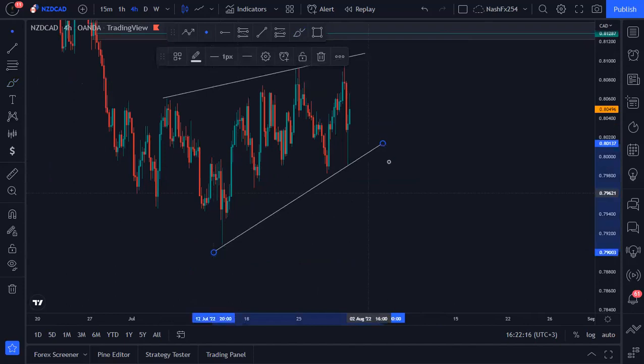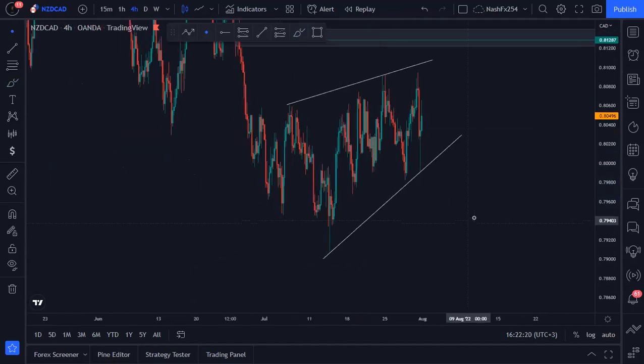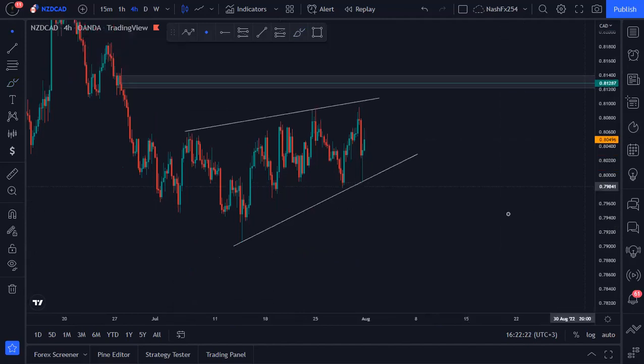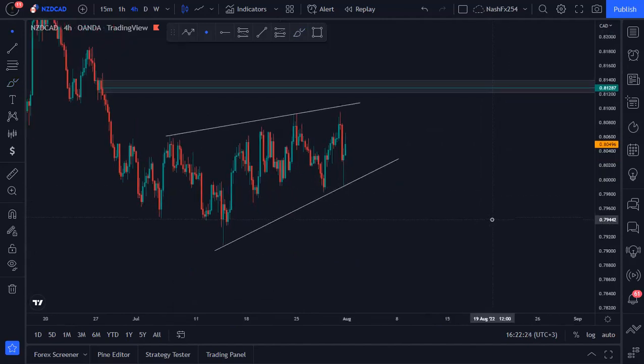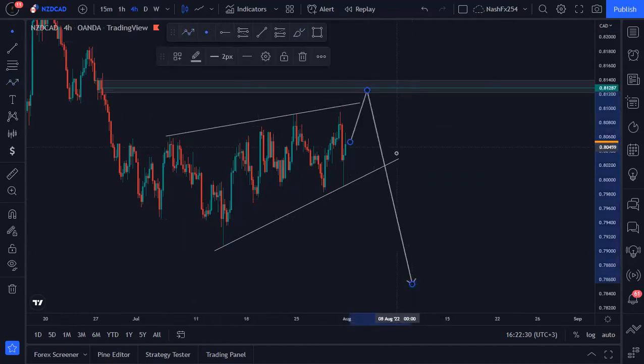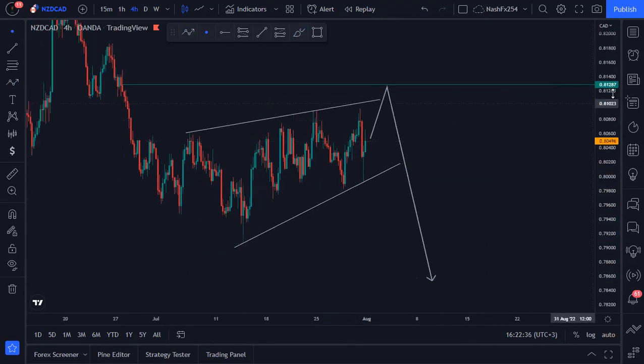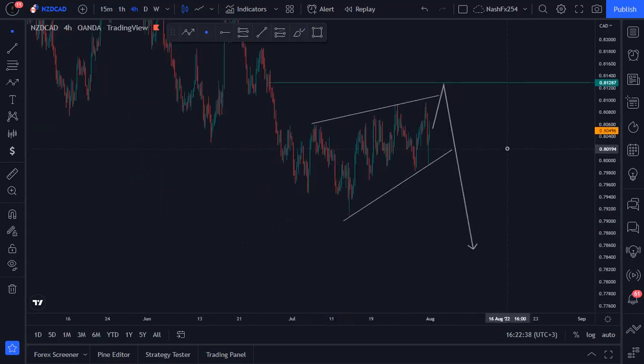This one, we just wait for that correction to finish. As we can see, the correction has been a bit big. So the bigger the correction, the bigger the impulse. So let's just wait for this one. Once we reach our value area over here, then we'll take it to the downside. Let me just get rid of this zone because I have my value area. So watch out on Kiwi Cad.